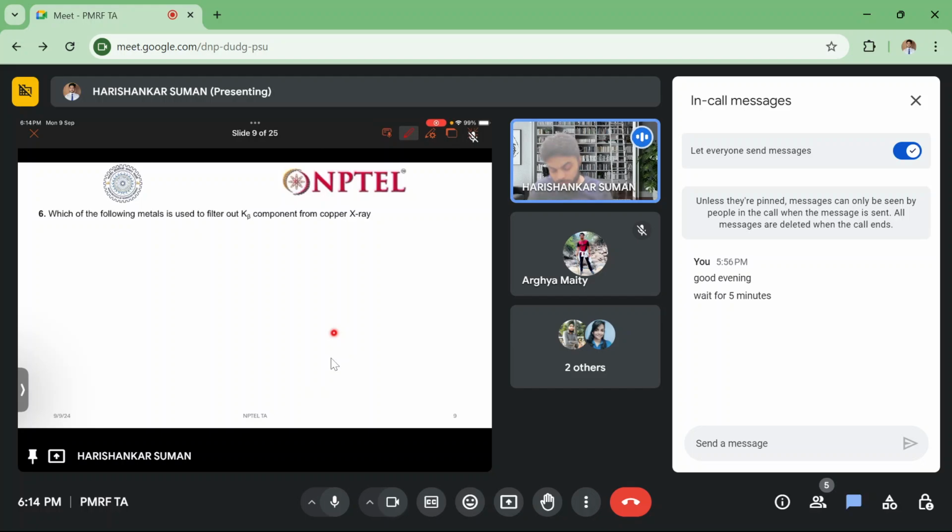So next question, which of the following metal is used to filter out K beta component from the copper X-ray radiation? Nickel, molybdenum, chromium, cobalt. So the answer is nickel.